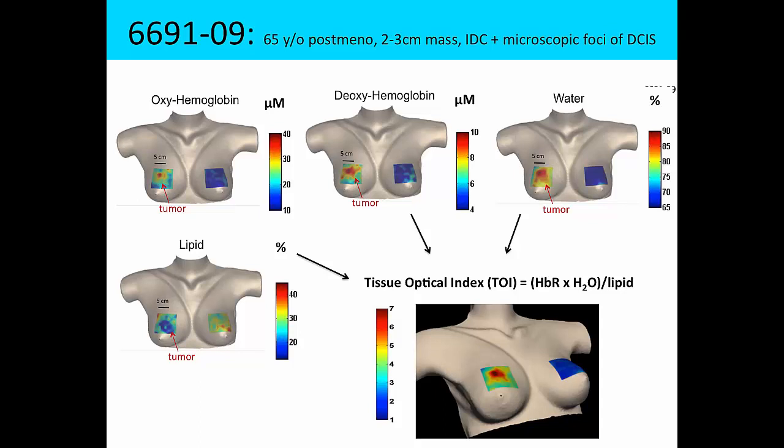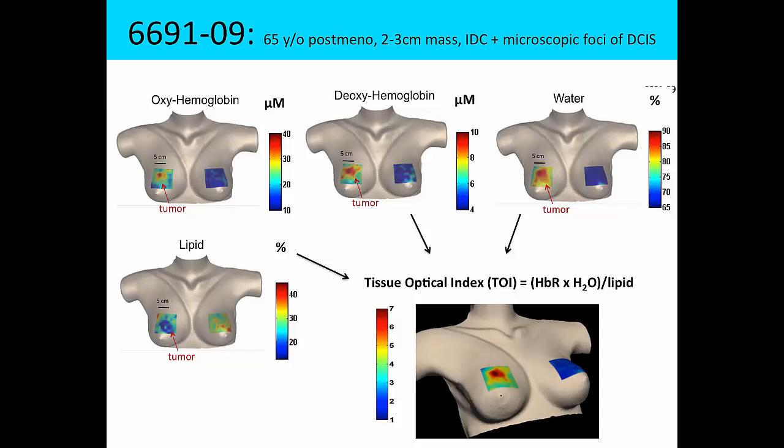And then we can combine some of these into an index. This is deoxyhemoglobin times water divided by lipid, which is a very nice high contrast function. And you can see contrast can be 5, 6, 7-fold between the tumor and the surrounding tissue. So there's a lot of blood there. There's a lot of water. Water extravasates from the vasculature. It gets sequestered in the extravascular, extracellular space.